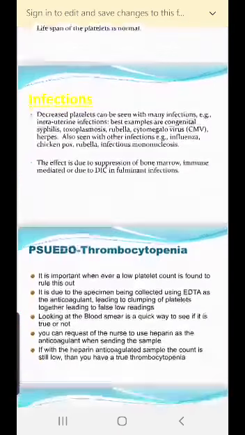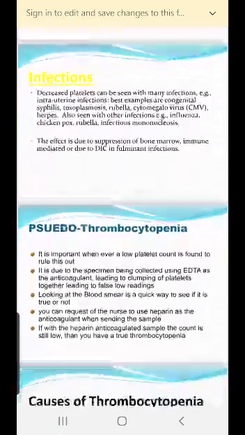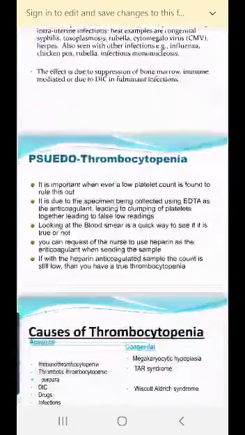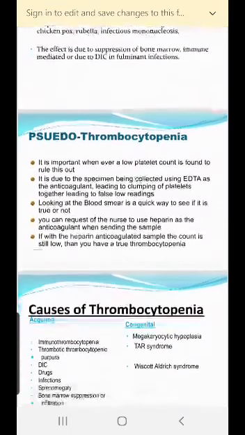So let's see what the infectious causes of thrombocytopenia are. The first one is CMV, or viral infections, rubella, toxoplasmosis, syphilis and herpes, and all these infections may also cause suppression of the bone marrow, which might result in a decrease in platelet production.